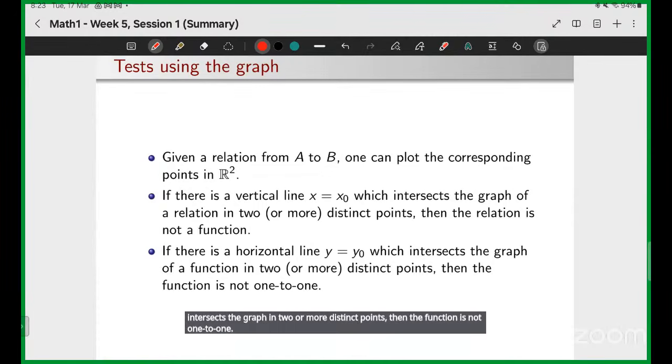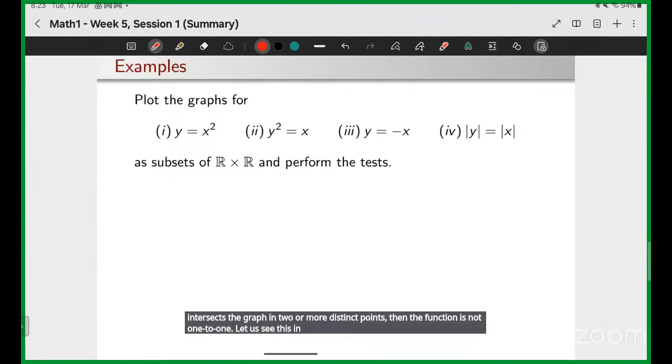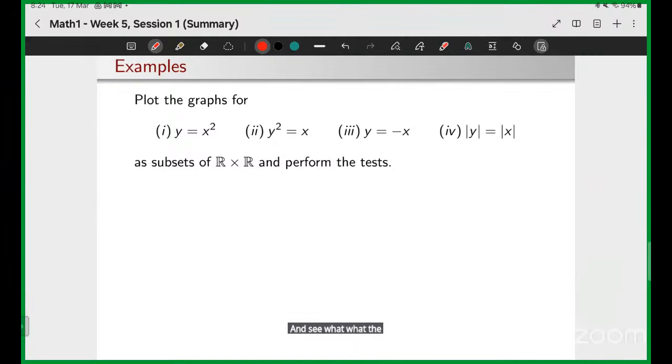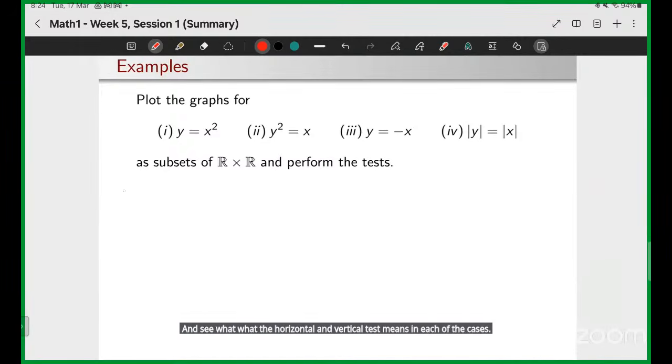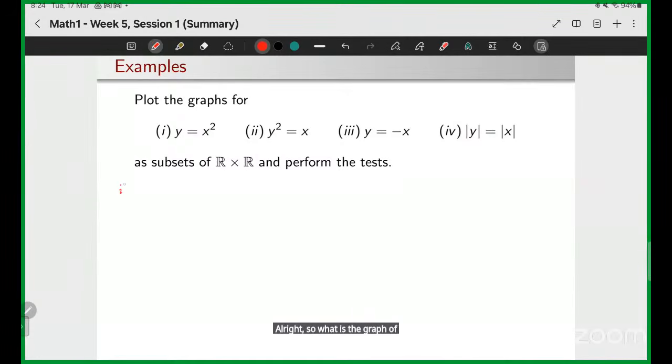Let us see this in specific examples. Let's try to draw the graph of all these functions and see what the horizontal and vertical tests mean in each of the cases. So what is the graph of y equals x square? We have already seen that, right? We have just drawn it. It is a parabola. So for this case, it's something like this. It's not passing through the origin, so I'll not approximate it.